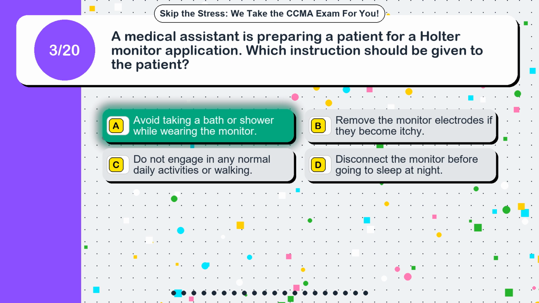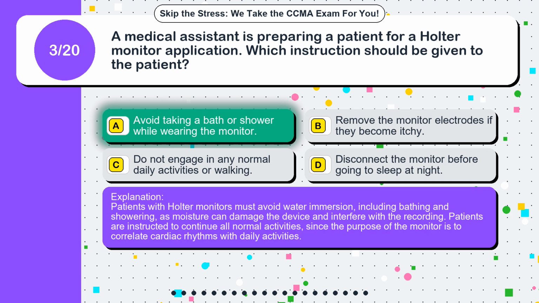The correct answer is option A. Avoid taking a bath or shower while wearing the monitor. Patients with Holter monitors must avoid water immersion, including bathing and showering, as moisture can damage the device and interfere with the recording. Patients are instructed to continue all normal activities, since the purpose of the monitor is to correlate cardiac rhythms with daily activities.